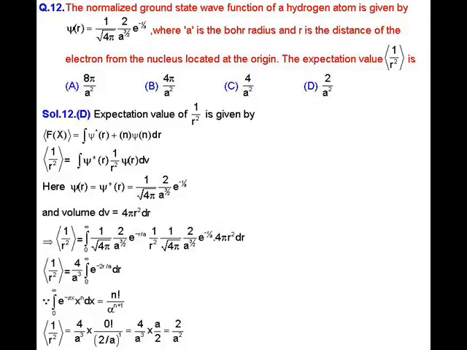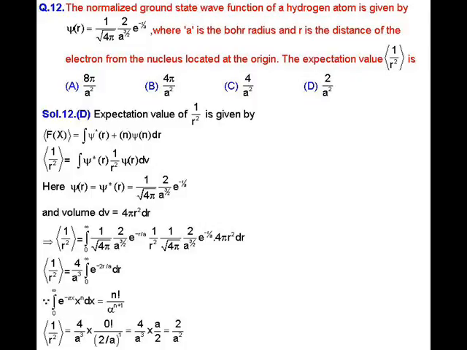First of all, we know that the expectation value of any function f of x is equal to the integral of psi star, which is a function of position r, times f of x, times psi, which is a function of x, dx, where psi is the normalized wave function. Here the expectation value of 1 by r square is the integral of psi star of r times 1 by r square times psi of r d tau, where d tau is the volume element, and with respect to spherical coordinates, d tau will be 4 pi r square dr.